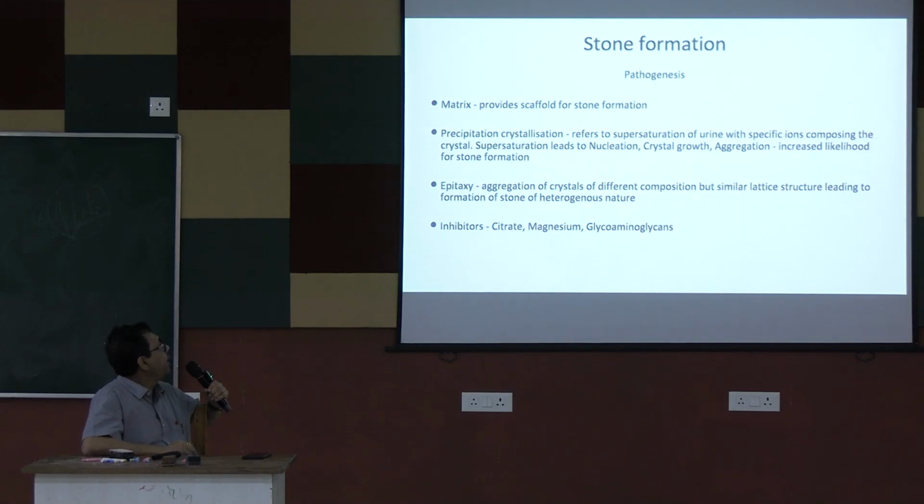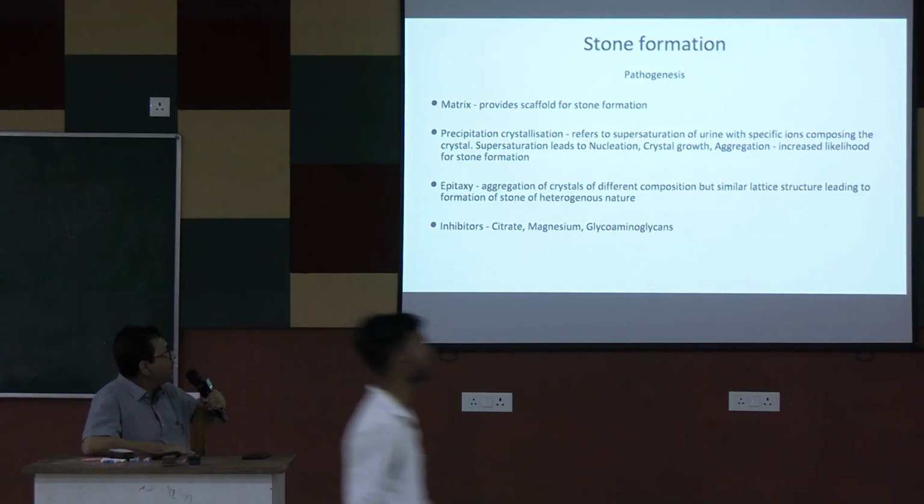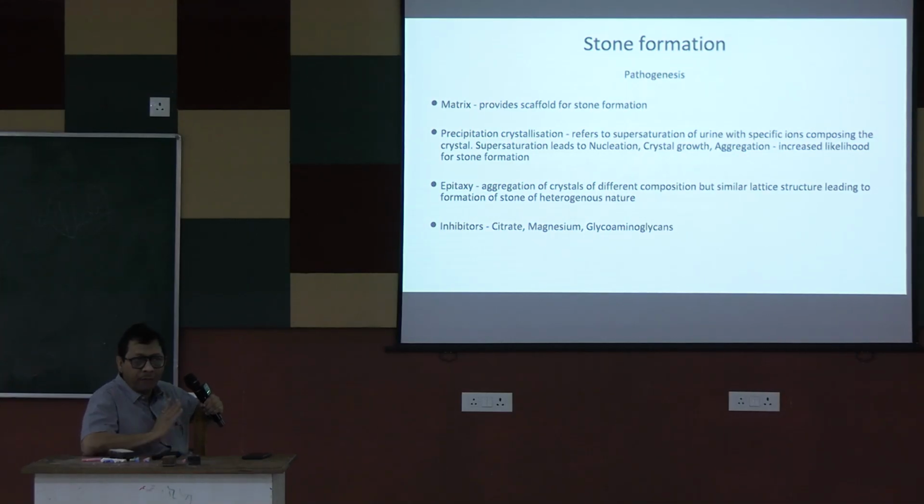Look, what I have said already: the matrix provides the scaffold for stone formation. Precipitation crystallization refers to the supersaturation of the urine with specific ions composing the crystal. Supersaturation leads to nucleation, crystal growth, aggregation, and increased likelihood of stone formation. Epitaxy is the aggregation of crystals of different composition but similar lattice structure, leading to formation of a stone of heterogeneous nature. As I have said, you have a calcium oxalate stone, but when you cut it, you will see the uric acid stone inside.